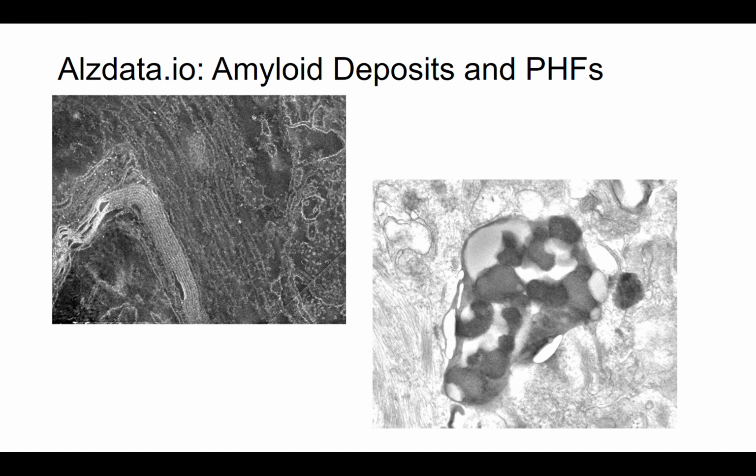Together with paired helical filaments, these two features, amyloid deposits and PHFs, are considered the hallmark characteristics of Alzheimer's disease, highlighting their critical importance in understanding the condition and its progression.